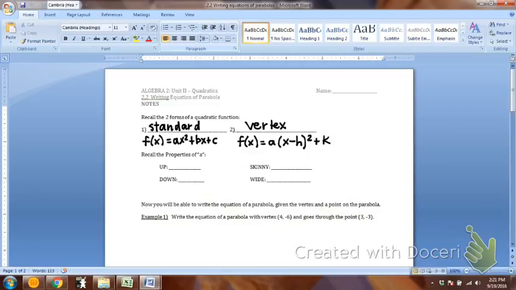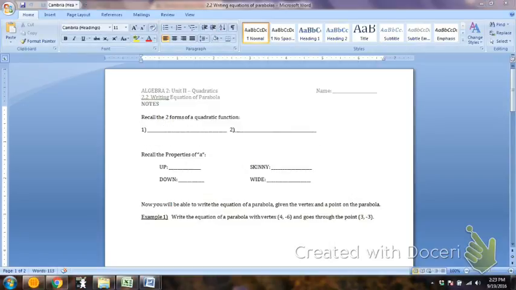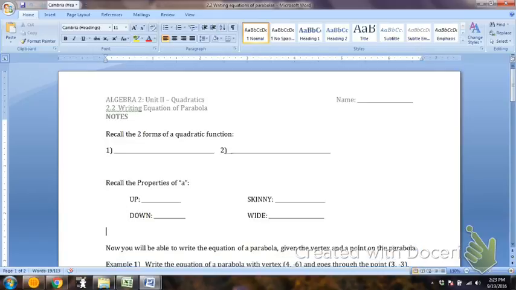So let's talk about what the properties of A are. Remember, how do we know if it goes up? If A is positive, the parabola opens up. How do we know if it's down? Brianna? Yep. Hang on, just a second. Does that work? Okay, so if A is positive, it's going to open up. And how do we know if it opens down? If it's negative, okay?